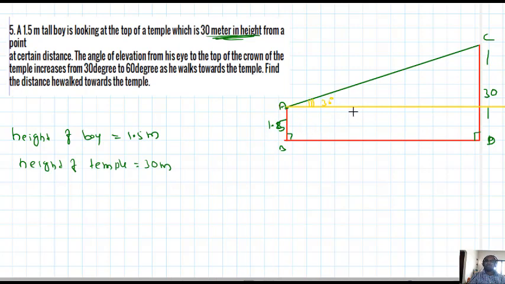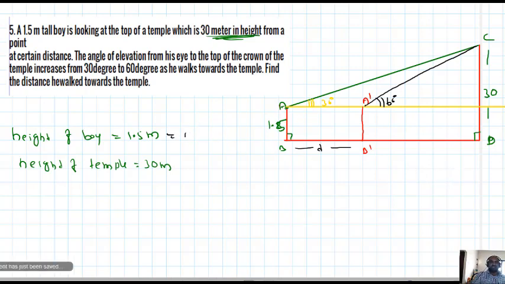So that person is walking towards the temple. After some time, the position of the person is here. So I can say this is A dash, B dash, the position of the person after some time. Now at that time the angle of elevation of the eye of the observer changes to 60 degrees. Now what should we find? Find the distance travelled, or how far he walked towards the temple. Let d be the distance that he travelled. That we should find now.